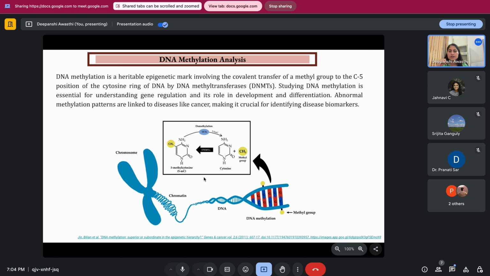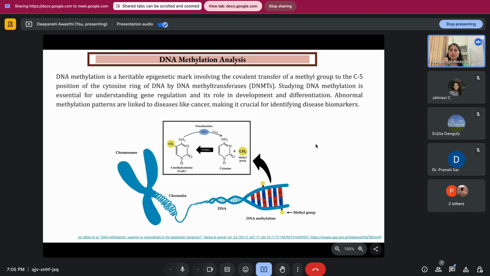And it is very important to understand this methylation, because these methylation patterns will govern how the DNA will be expressed, and it will also decide the role of DNA during development and differentiation. Because if there is an abnormal methylation pattern, it is mostly observed in cancer. So that's why it is important to identify the methylation marks.